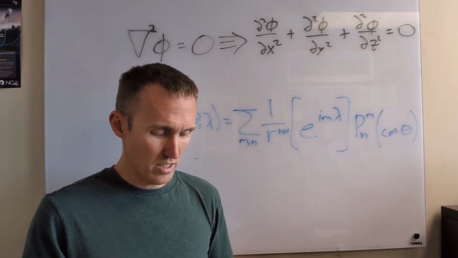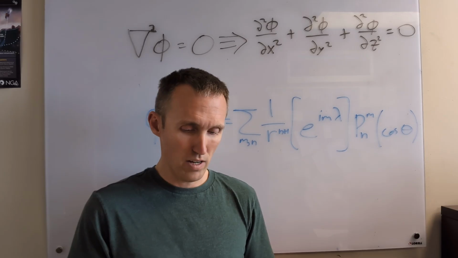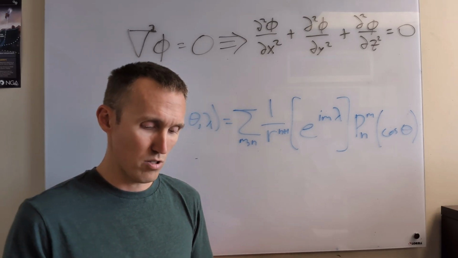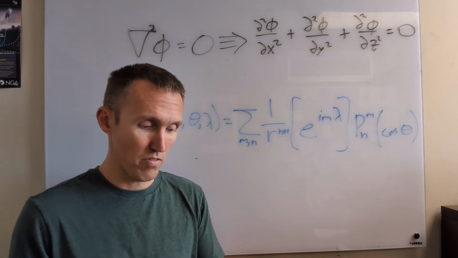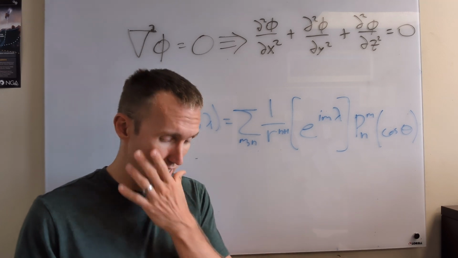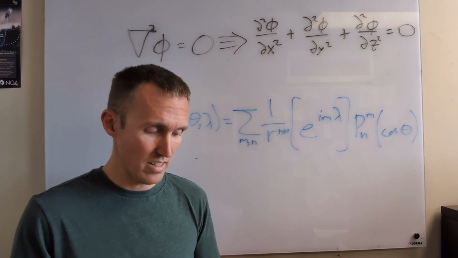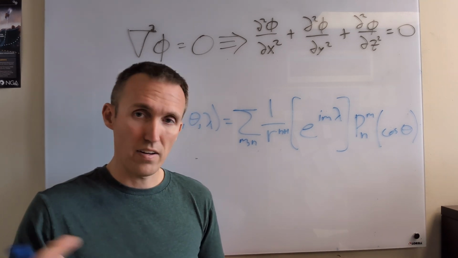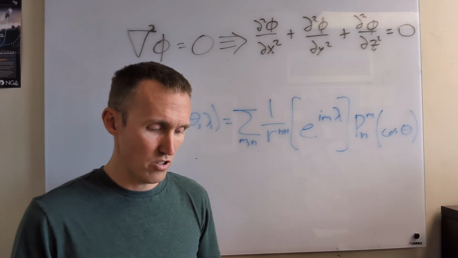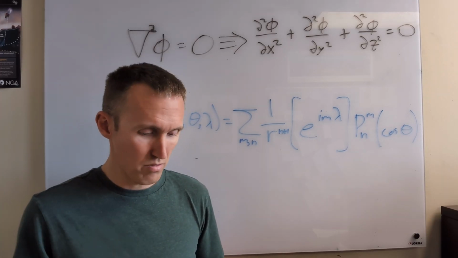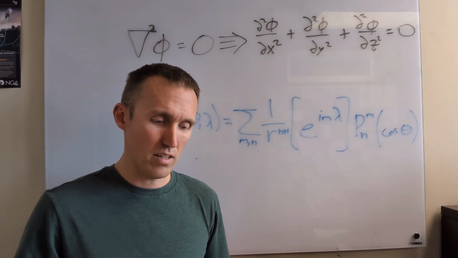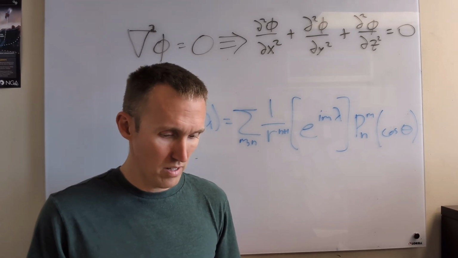The notes also have cylindrical coordinates. I'm not going to go into those right now, but you can check those out. Those solutions turn out to be functions of height, radius, and angle. And you get Bessel functions of radius. You get exponential functions of z.